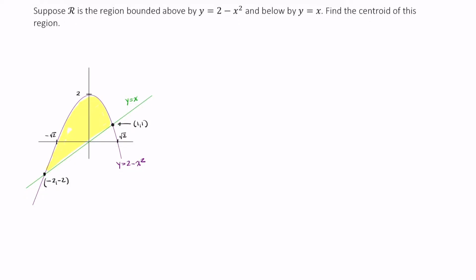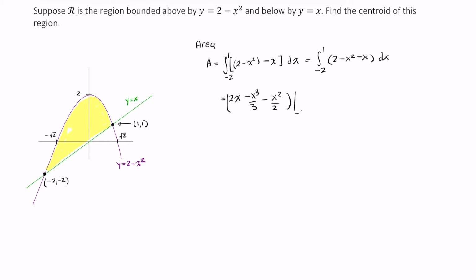All right, so let's begin by finding the area of this region. So we're integrating from -2 to 1, and the upper function is 2 minus x squared, and the lower function is x. So this is just the integral from -2 to 1 of 2 minus x squared minus x. And I guess I really could have skipped that step. So this is 2x minus x cubed over 3 minus x squared over 2, and we're integrating from -2 to 1.